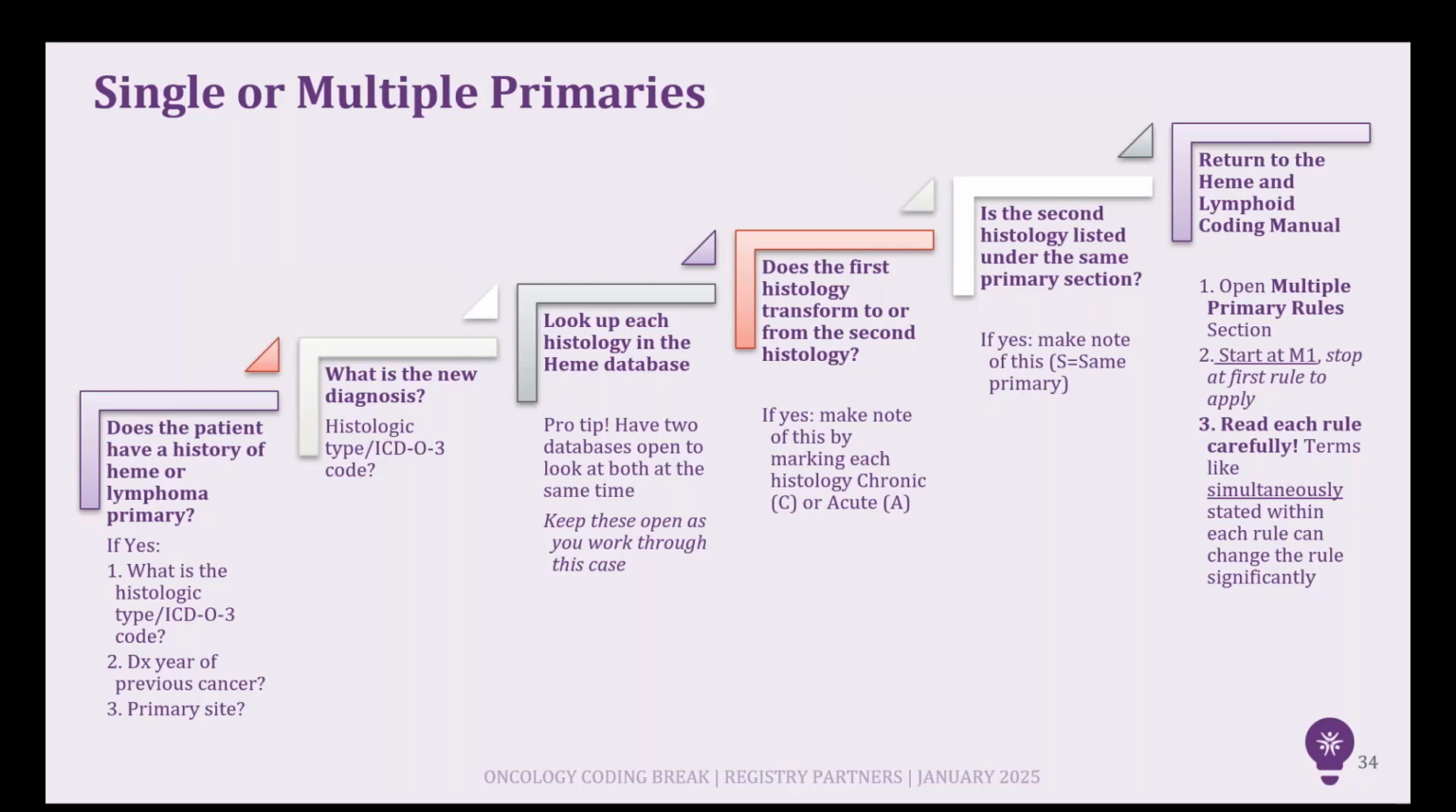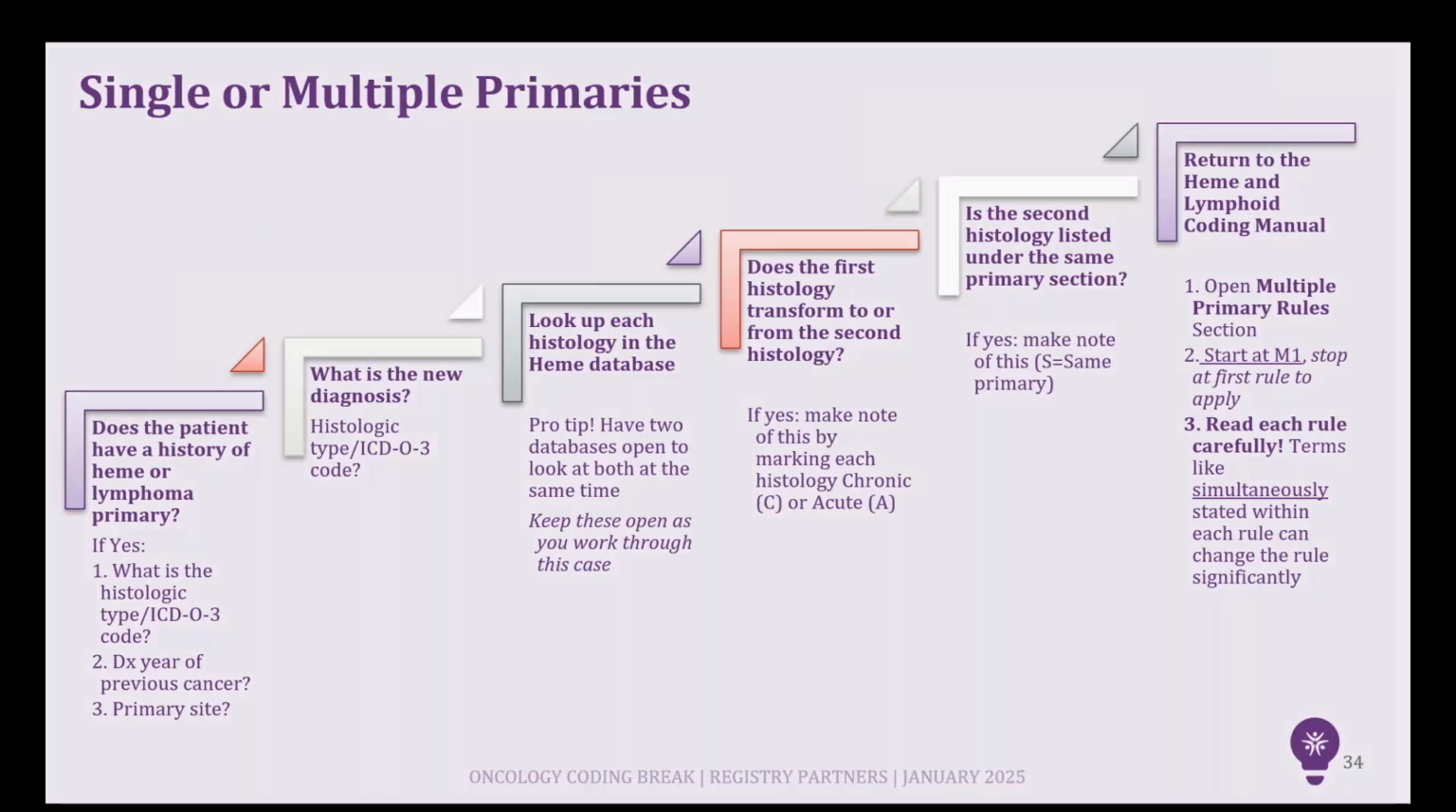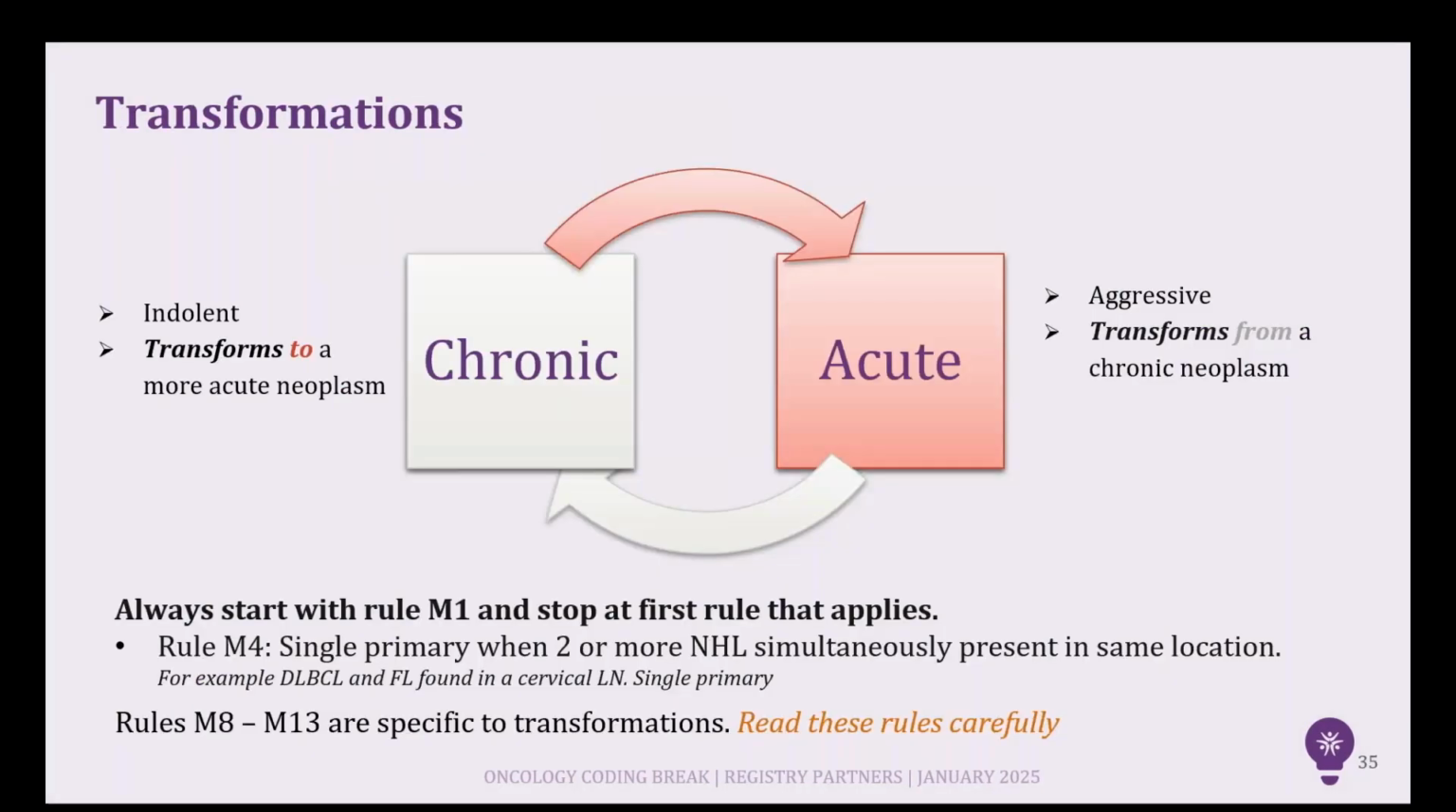So some lymphomas have the ability to transform into another subtype, which can complicate this even further. But thankfully, we have rules to help guide us through these situations. Chronic indolent lymphomas have the potential to transform to more aggressive ones. Another way of saying it is the more aggressive acute lymphoma can transform from a chronic neoplasm. So remember that when you're determining multiple or single primary, you always start with rule M1 and stop at the first rule applied.